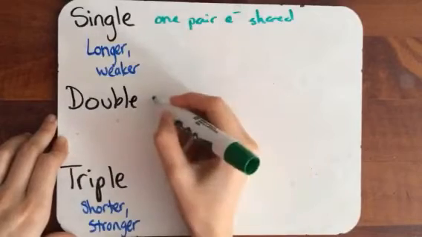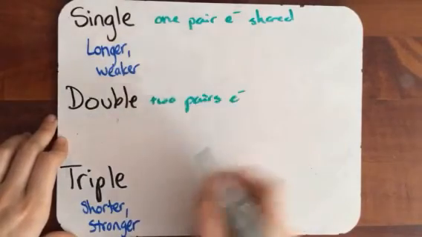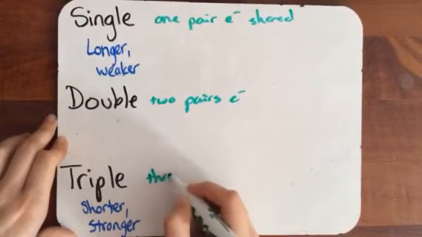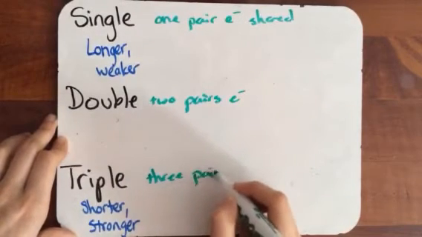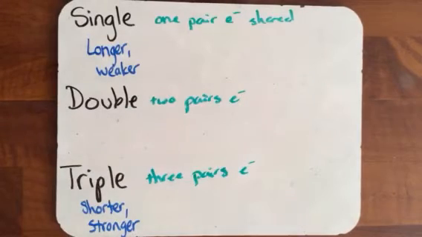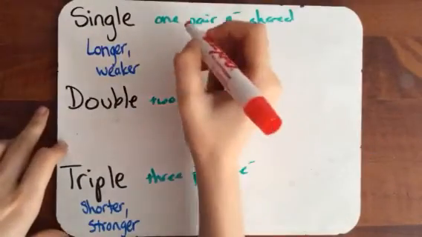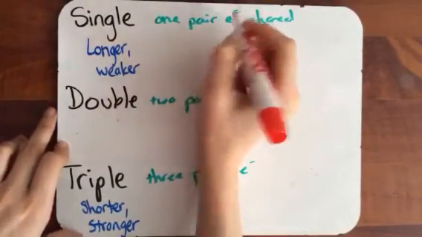Okay, and when you have a double bond, you can assume two pairs of electrons are shared, and with a triple bond, it is three pairs of electrons. So let's really take a look at what that means as far as looking at the Lewis dot structure of compounds.